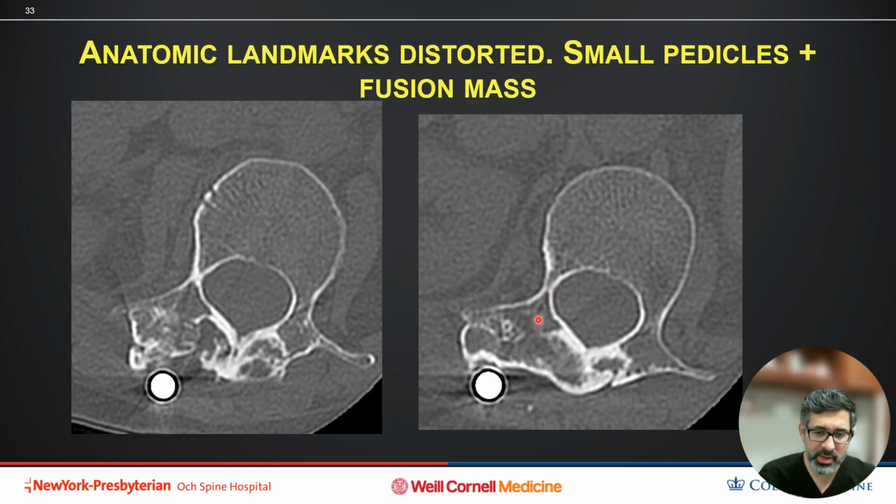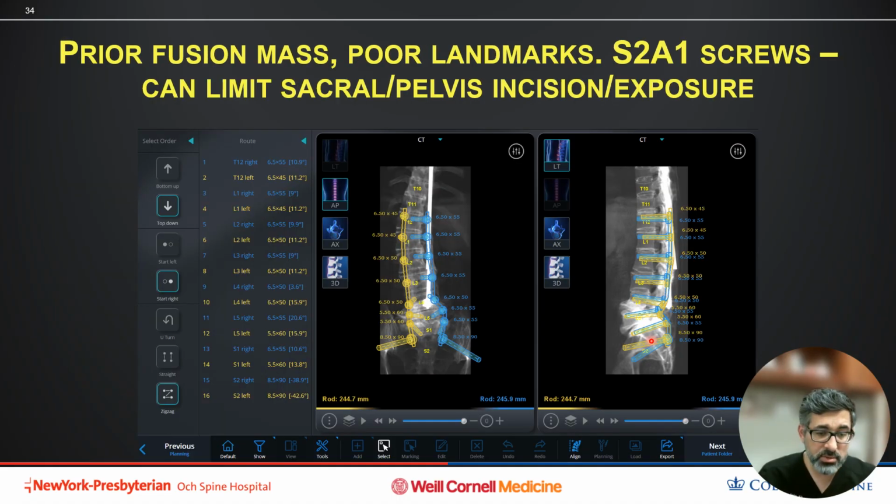As you can see, there are small pedicles, there's a big fusion mass, there's a rod in the way. So part of the planning is planning appropriate screws that would allow us to get the correction in this patient. And so I do use one of the robots quite frequently, and you can see we have planned out each screw that I'm going to use.